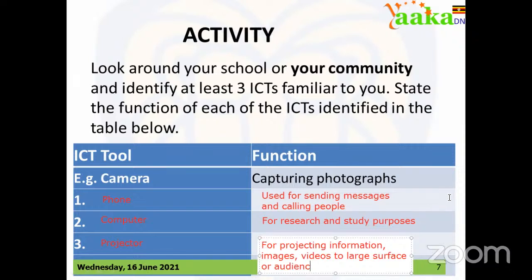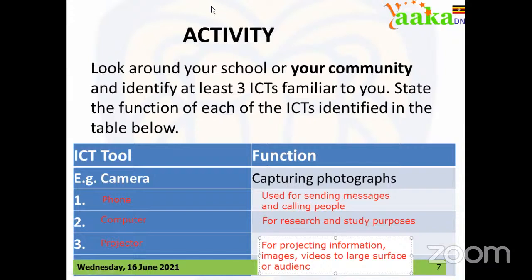Okay, that is a good check. In the chat, I see projector. Okay, that was Daniel. That is wonderful to hear from you. You can go ahead in your books and write about all the ICT tools you know and their functions. You can take a picture and share it in the WhatsApp group. I will respond to your messages. Are we together? Yes.